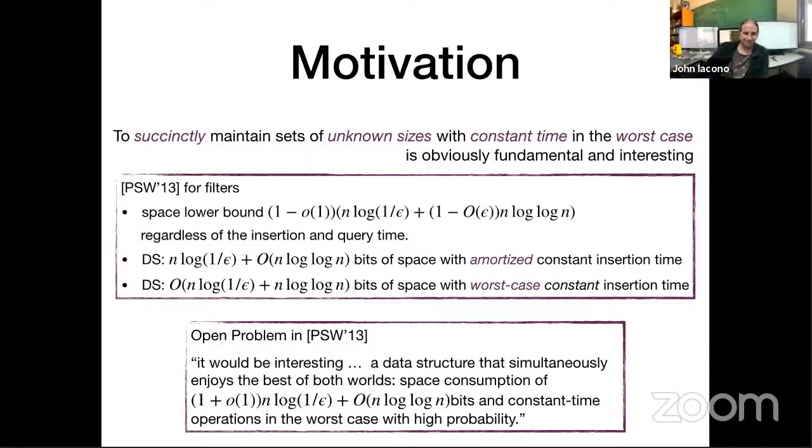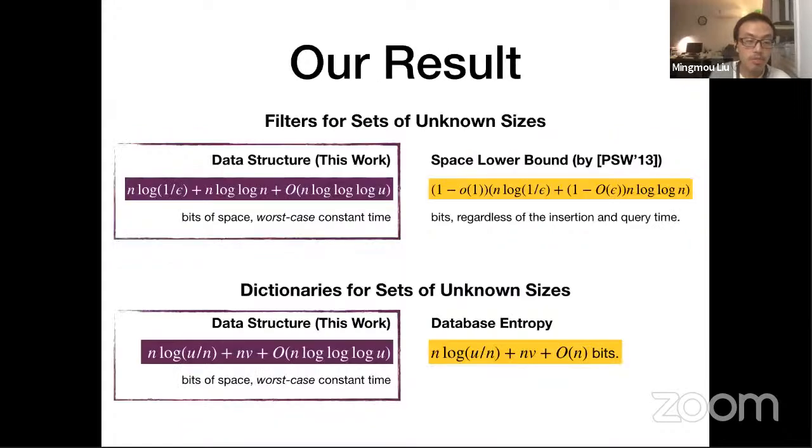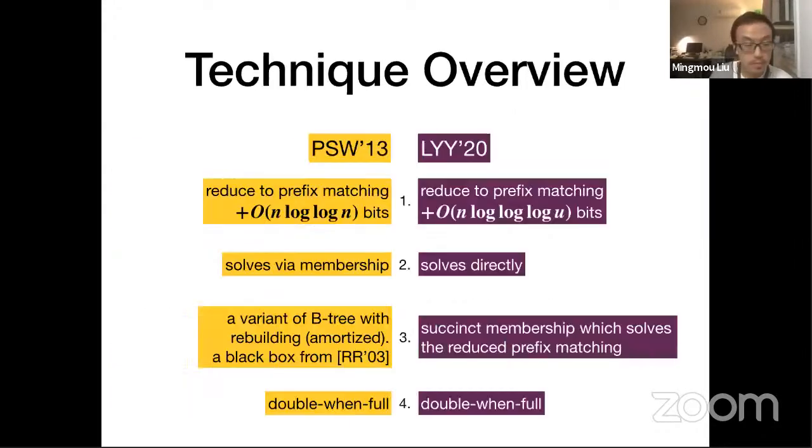In this work, we present such a data structure that simultaneously enjoys the best of both worlds. In fact, the space complexity is even better than what PSW expected. We provide data structures for filters and dictionaries. Both of them are succinct and have constant worst-case operation time. In this talk, we focus on the succinct filters.